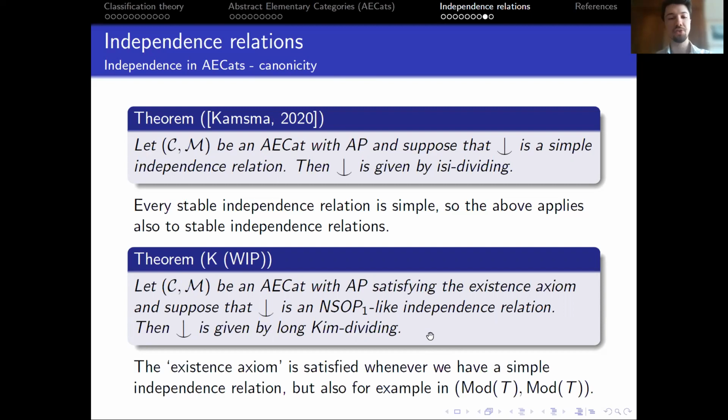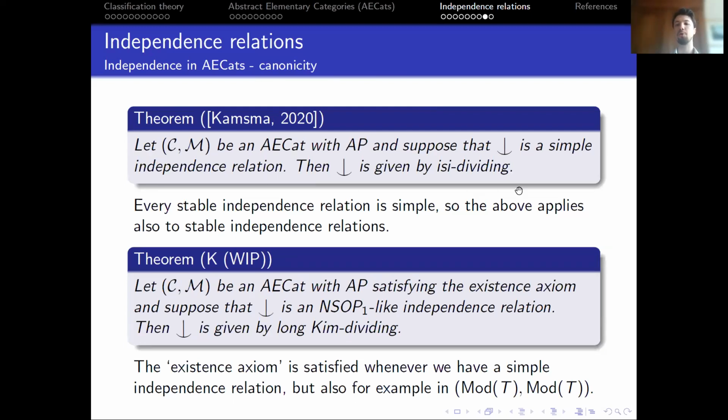So what is this existence axiom? Well, it's talking about the existence of certain independent sequences. So by assuming the existence axiom, we assume that certain independent sequences exist. And it's really a mild assumption because, for example, it's satisfied whenever we have a simple independence relation.